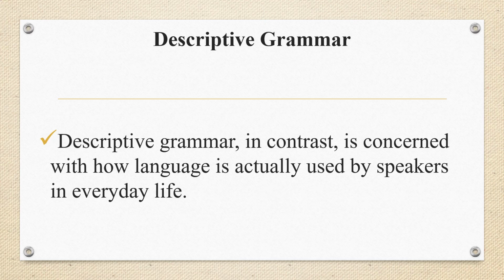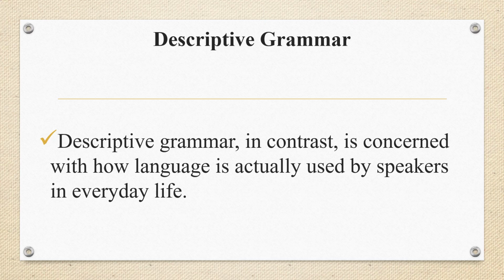'Who are you talking to?' It accepts this as a valid way to ask 'To whom are you speaking?' 'I am faster than her.' Descriptive grammar accepts this as a valid way to say 'I am faster than she.' Next we have double negatives. 'I don't have no money,' as we have seen already. Descriptive grammar would analyze this as a valid informal way of expressing a negative statement.